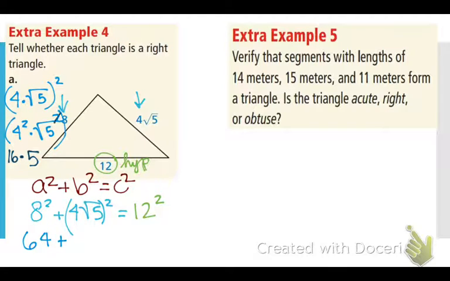Because remember, a square and a square root cancel each other out. So 16 times 5 is 80. And it equals 12 squared, which is 144. Let's add 64 and 80 make 144, which equals 144. So is this a right triangle? Yes, it is.